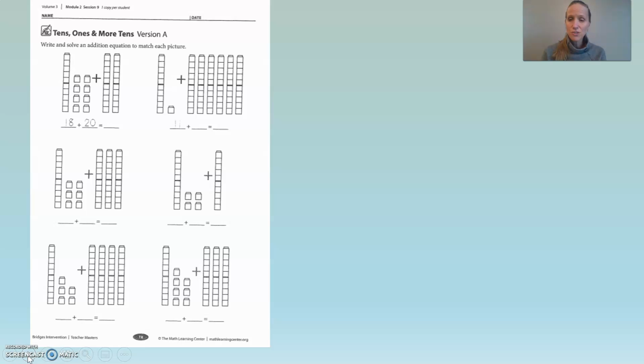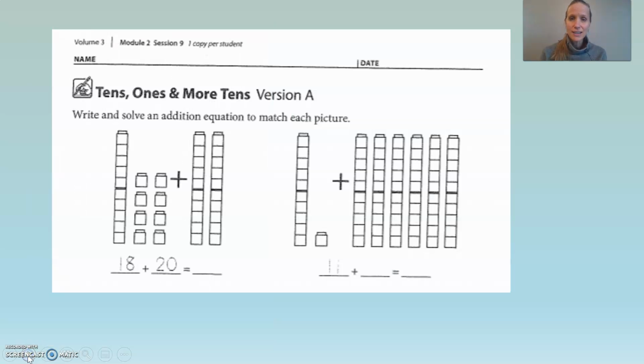Okay, so our first page, it's T8. Let's look at it closely. It says write and solve an addition equation to match each picture. We're looking at groups of 10 and ones. So if we counted this all up, it's 18 plus 20. So if we're looking for how much all together.